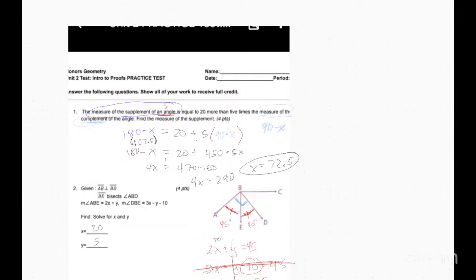That would be 90 minus 72.5, right? You following? So this would be 17.5. And then I'd have to multiply that by 5. And then I'd have to add 20. And I would get the measure of the supplement. So I know I did it right. Okay, good.